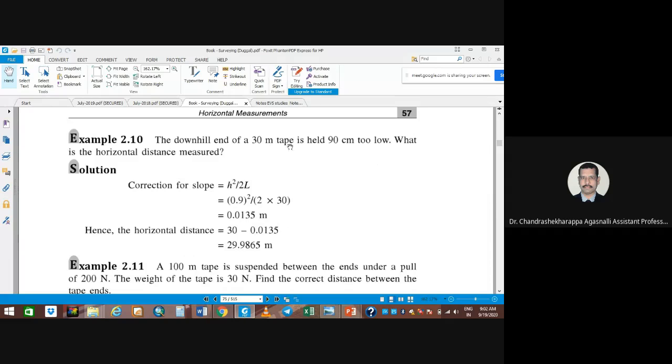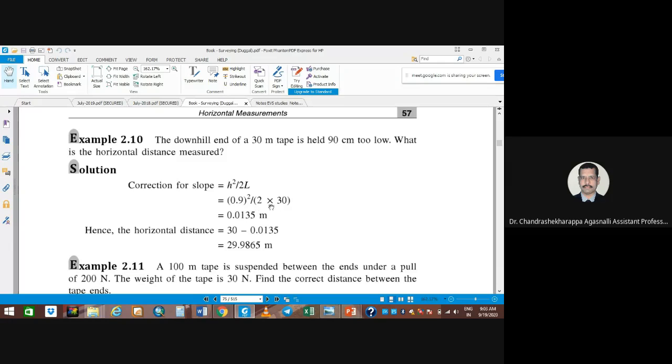Downhill, a 30 meter tape is held at 90 centimeters too low. What is the horizontal distance measured? Here downhill means that there is a slope. Slope correction is h squared by 2l. H squared is 0.9 squared, and that is in meters, so don't think that it's in centimeters.